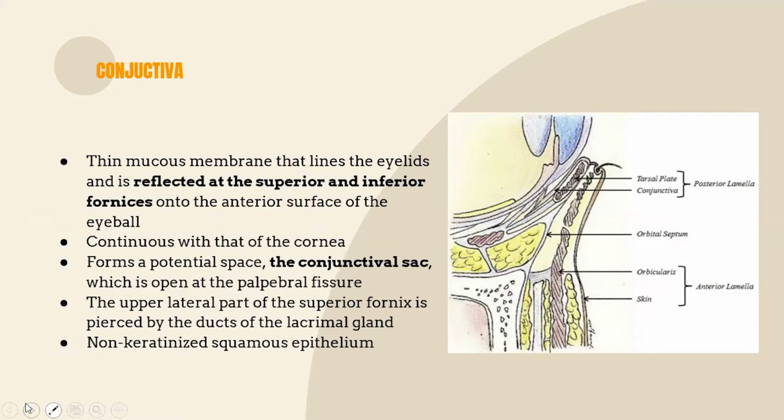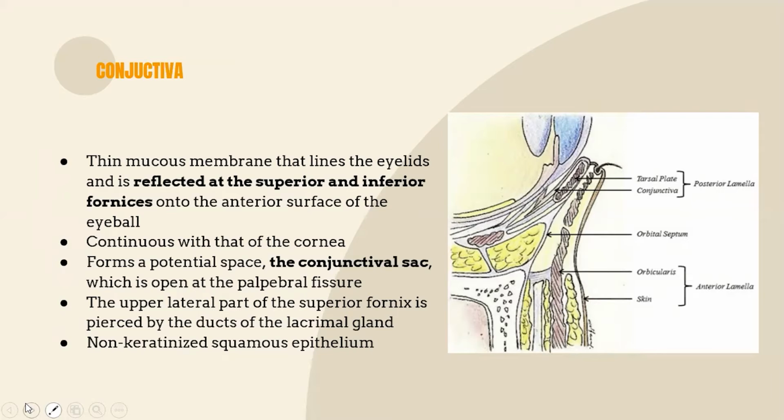Now we go to the conjunctiva. The conjunctiva is a thin, transparent mucous membrane that extends from the eyelid margins anteriorly, providing a lining to the lids before turning sharply on itself to form the fornices. From here, it is reflected onto the eyeball to cover the sclera up to its junction with the cornea. The conjunctiva forms a potential space called the conjunctival sac that opens anteriorly through the palpebral fissure.